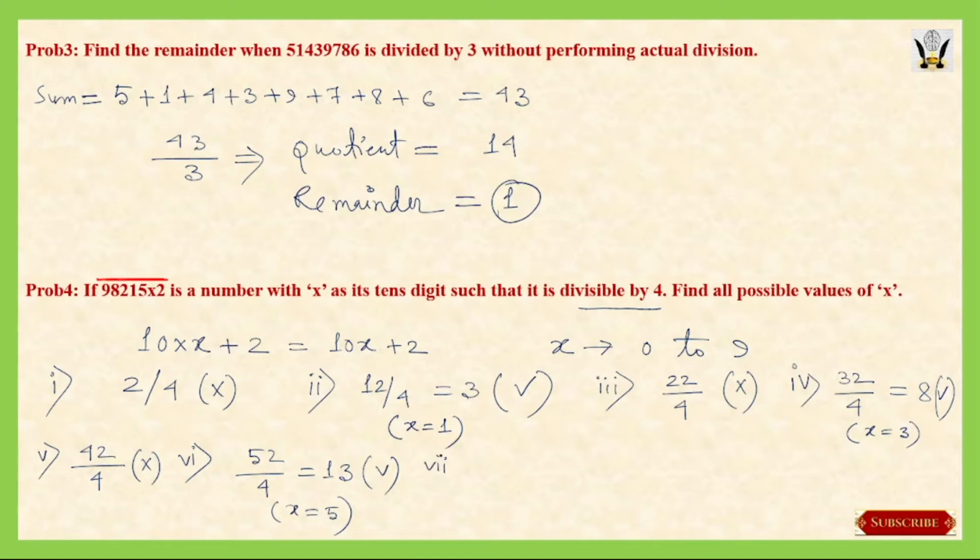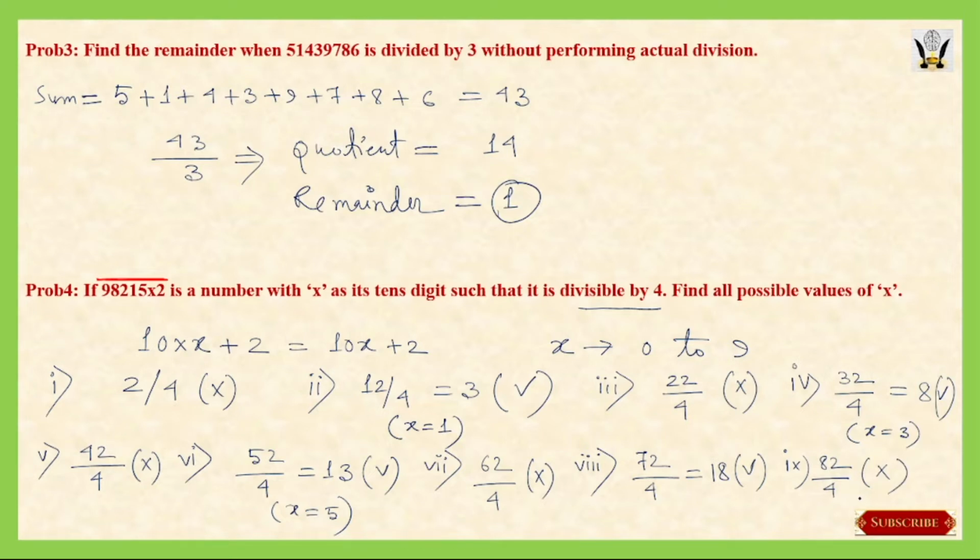The next possibility is when x is equal to 6. So it will be 60 plus 2, 62. 62 is not completely divisible by 4. Then the next possibility is 7. So 7 tens are 70 plus 2, 72 divided by 4. So it will be 18. There is no remainder, so it is completely divisible by 4. Then the next possibility is 8. When it is 8, it will be 82 divided by 4. It is not divisible by 4.